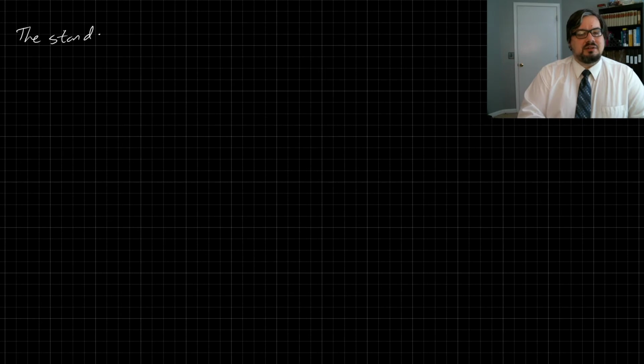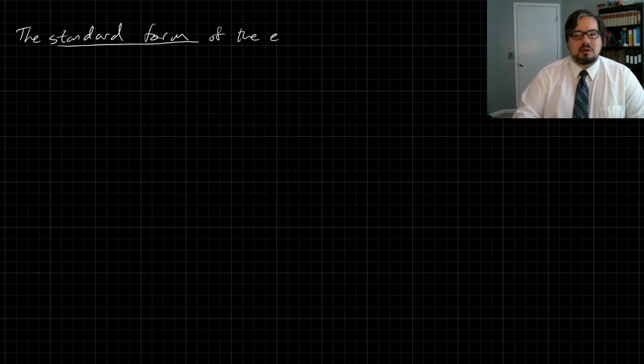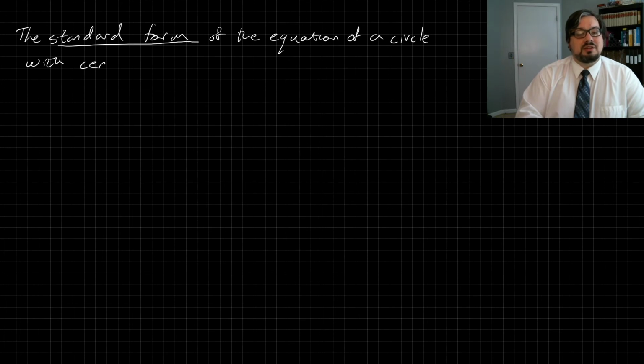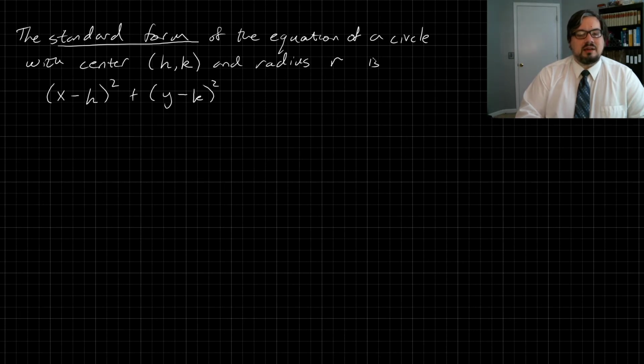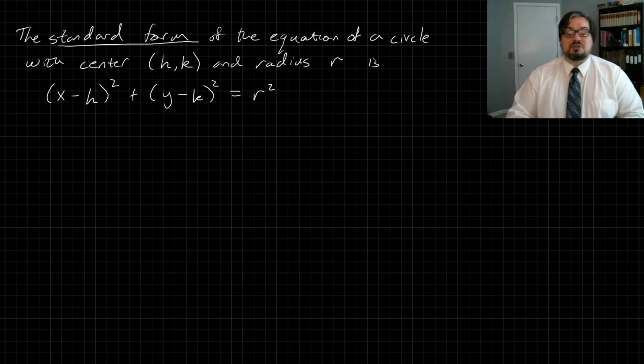So the standard form of the equation of a circle with center, I want to start with the center, with center at the point h, comma k, and radius r, is x minus h squared plus y minus k squared equals r squared.